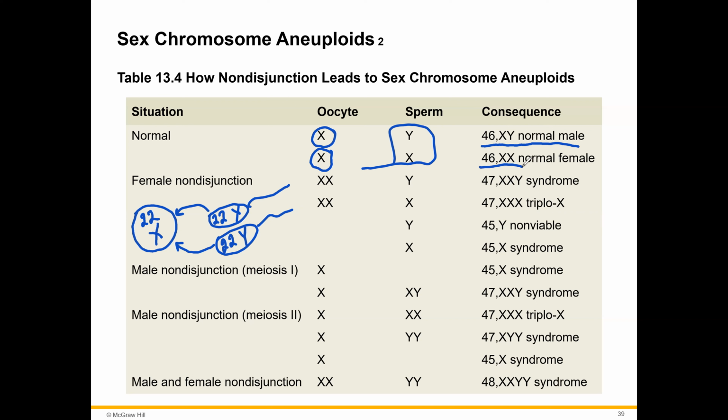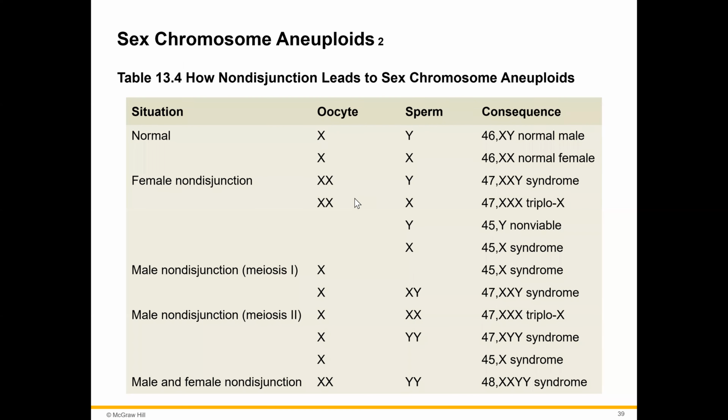Now if we have any abnormalities, for example, we have two X chromosomes in the egg, or we have two X or two Y chromosomes in the sperm, then there are all different consequences, and that's going to be all aneuploids. Aneuploidy will include sex chromosomes here, right? So let's look at examples of non-disjunction that lead to sex chromosome aneuploids.